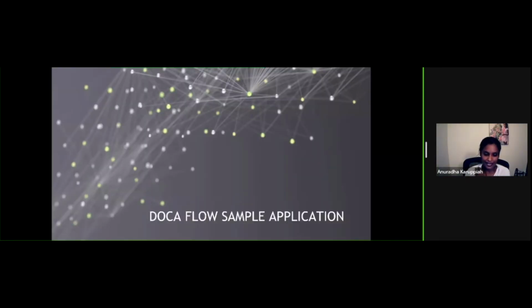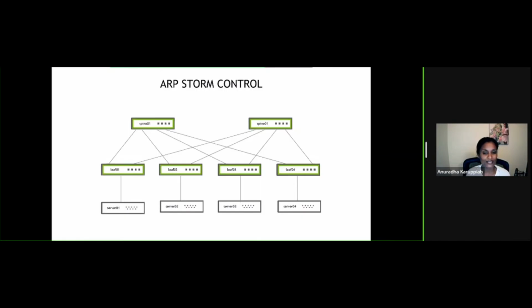All right, I'm going to walk you through a DOCA Flow sample application. The use case here is actually quite simple and something that almost every network engineer has had to deal with, and that's an ARP storm. So when an ARP broadcast request is sent by a VM, it's going to get flooded. It's flooded to all the other VMs in the broadcast domain.